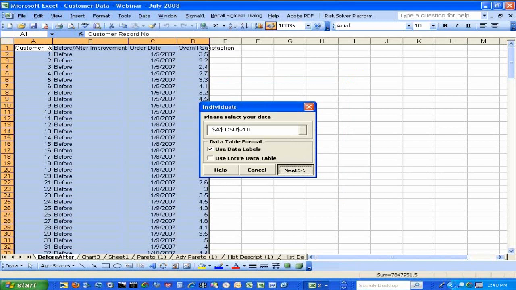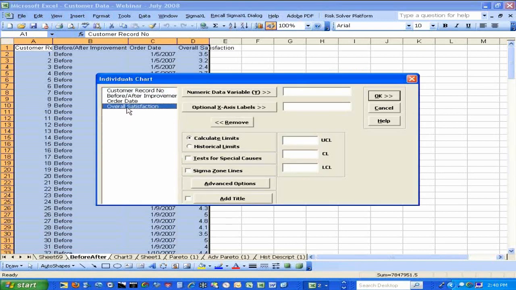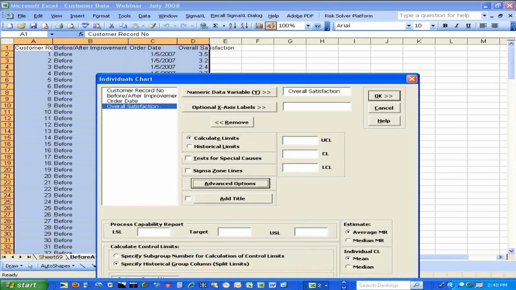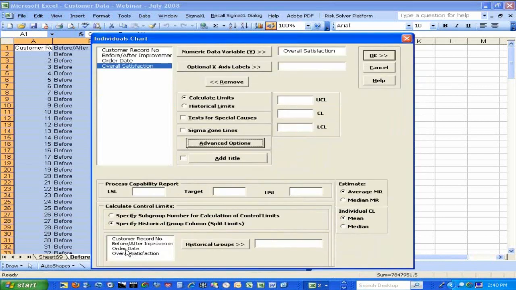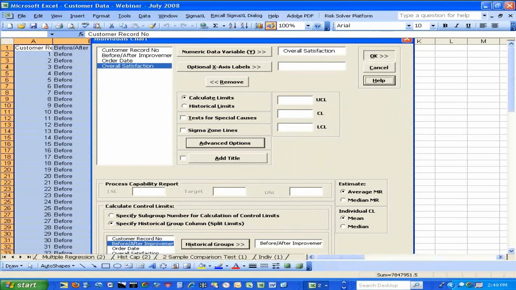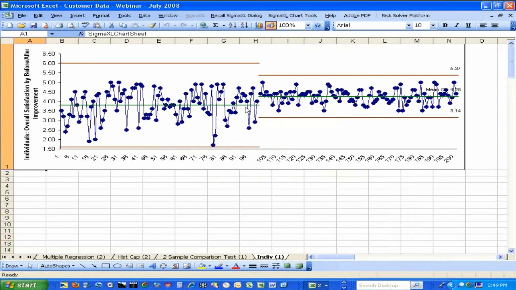And we'll use that data. I want to look at overall satisfaction. And I have advanced options, and in my advanced options, I can tell it I want to split the control limits by before and after. So I'm going to go ahead and run that. So I clicked advanced options, before after as my historical group. And here's my control chart showing the before versus the after, and we can clearly see the reduced variation and the increase in mean, thus confirming that we really have improved our customer sat scores, and not only have we improved the mean, we've also reduced the variation.